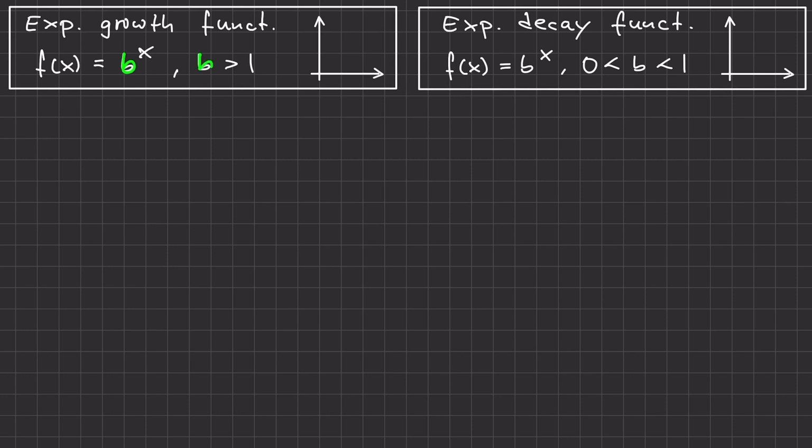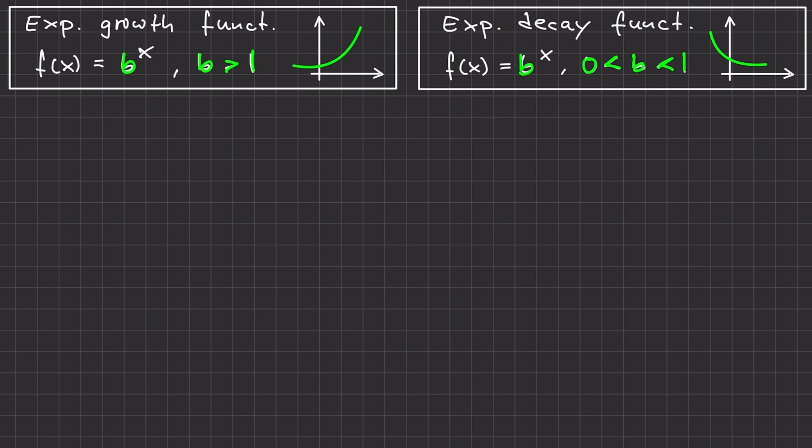When b is greater than 1, the graph rises from left to right. And when b is between 0 and 1, the graph falls from left to right. Both graphs pass through the y-intercept 1, and the x-axis is the asymptote for both graphs. It's important to see immediately whether a function represents exponential growth or exponential decay.